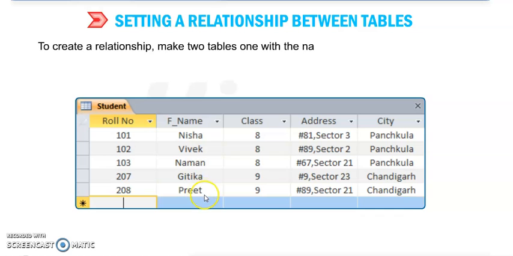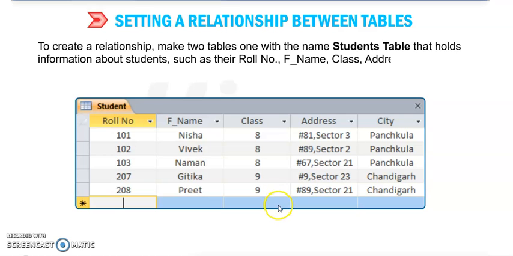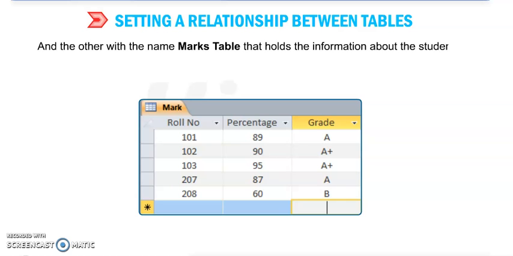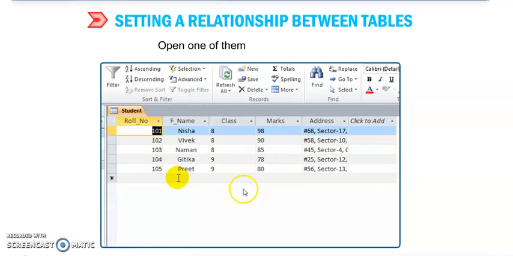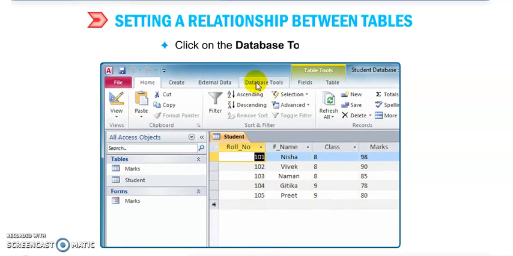To create a relationship, make two tables, one with the name student table that holds information about students such as their roll number, father's name, class, address, and city. And the other with the name marks table that holds information about the student's roll number, percentage, and grades. For that, open one of them in the datasheet view. You can see we have done the two views, design view and datasheet view. So first you have to open the datasheet view, then click on the database tool. You can see there is a tab of database tools.